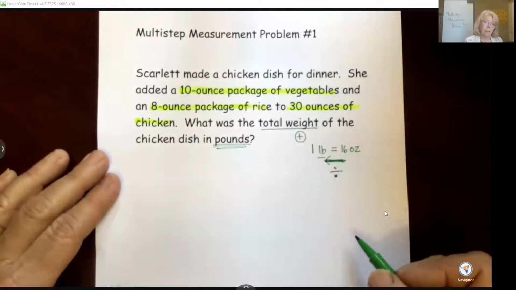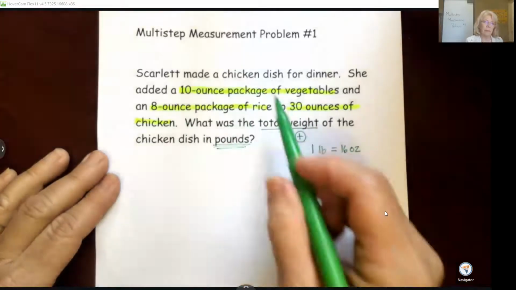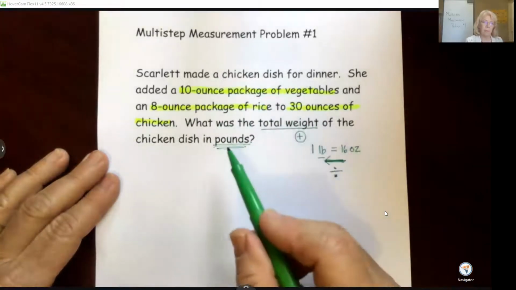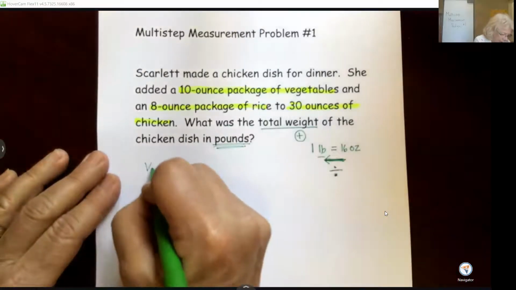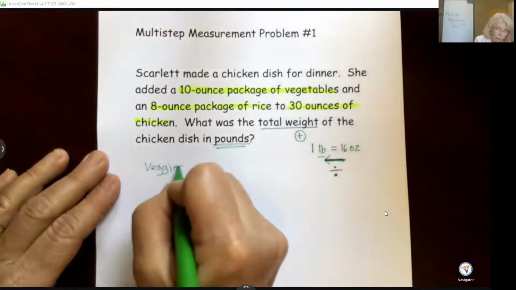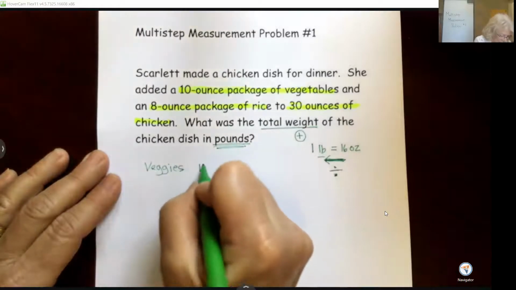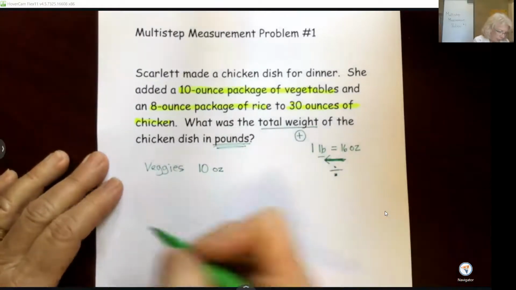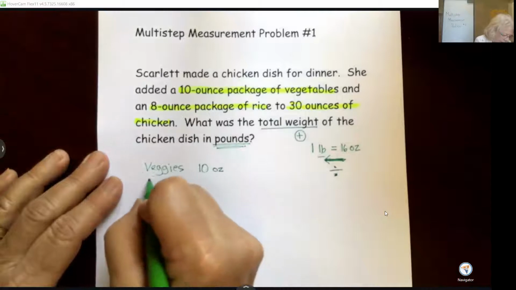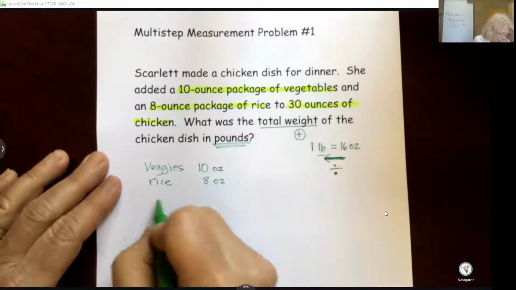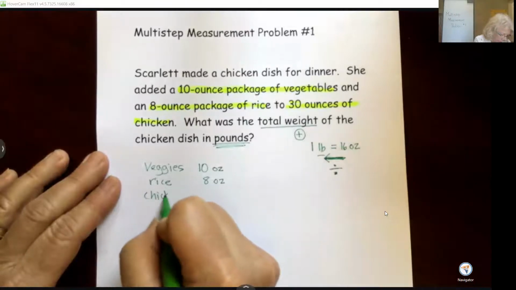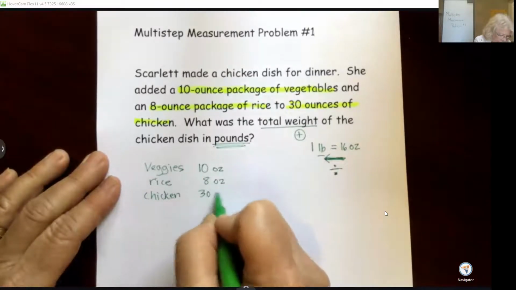Now let's go back to our problem and see what our total number of ounces is before we figure out pounds. We have veggies over here, and those are 10 ounces. And we have rice, which is 8 ounces. And we have chicken, which is 30 ounces.